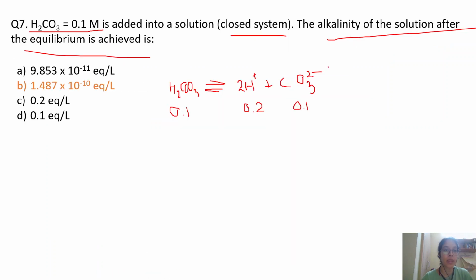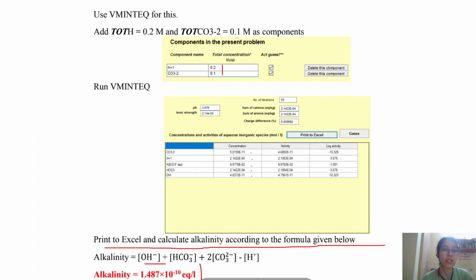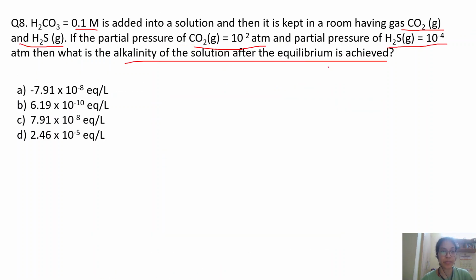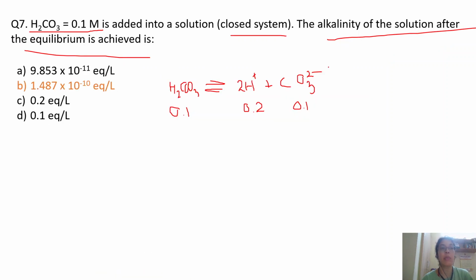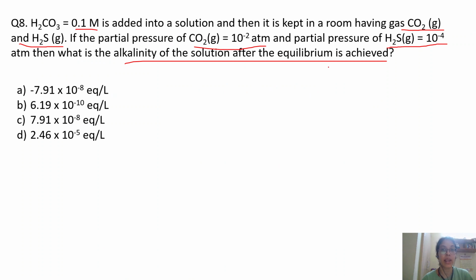See, here also the system is closed and the molarity is the same, 0.1, but there is a huge difference in the answer. Here 6.19 and there 1.487. Here alkalinity is coming out more. We'll see how.